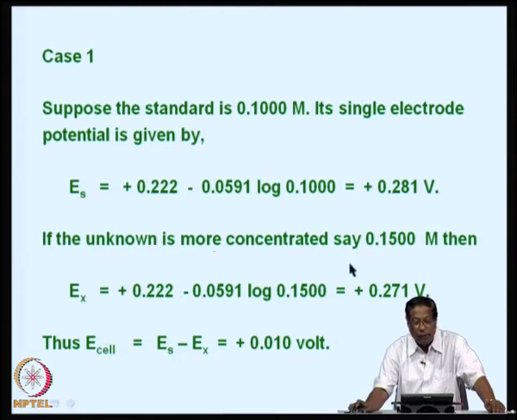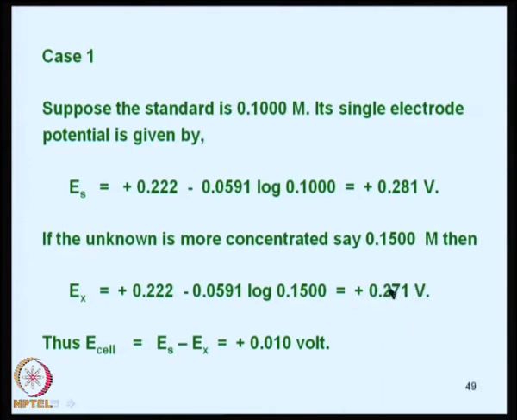If the unknown is more concentrated, say 0.1500 molar, and the standard 0.100, then E x, I can write the half cell, is equal to 0.222 minus 0.0591 logarithm of 0.15, that works out to 0.271 volts. Now, what is the EMF you are going to see in this case? That is E standard minus E x, this is 0.281 minus 0.271, which is 0.010 volt.